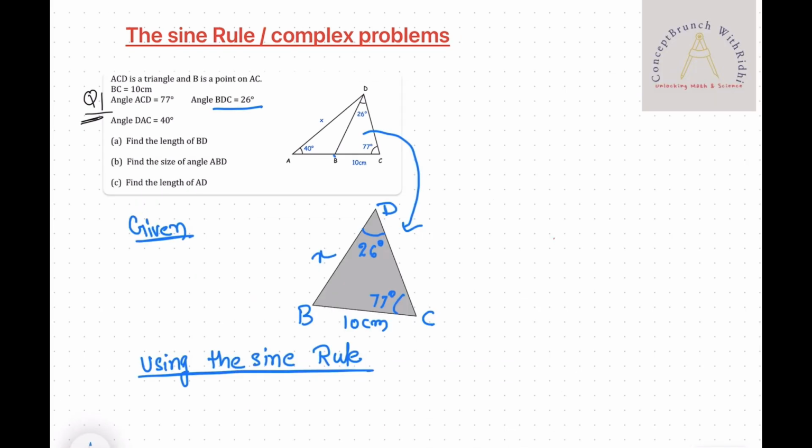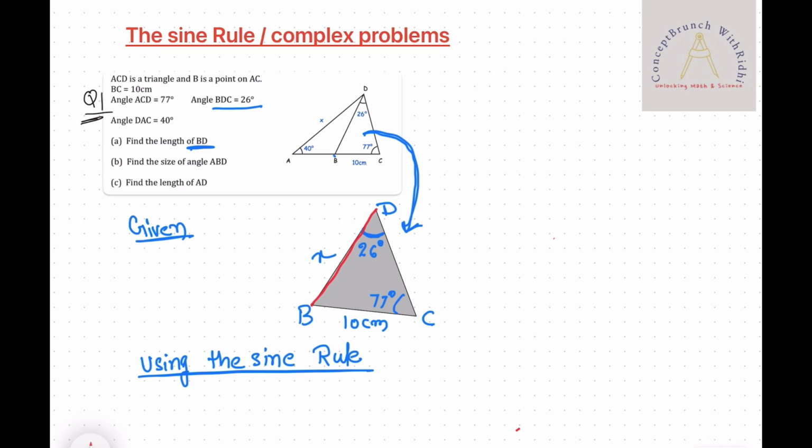In this question, you can see ACD is a triangle, and B is a point on AC. BC is given as 10 centimeters and angle BDC is given as 26 degrees. So we are going to solve this triangle first and find the value of BD. Over here you can see there is a BD, this we have to find. So we'll use the sine law.